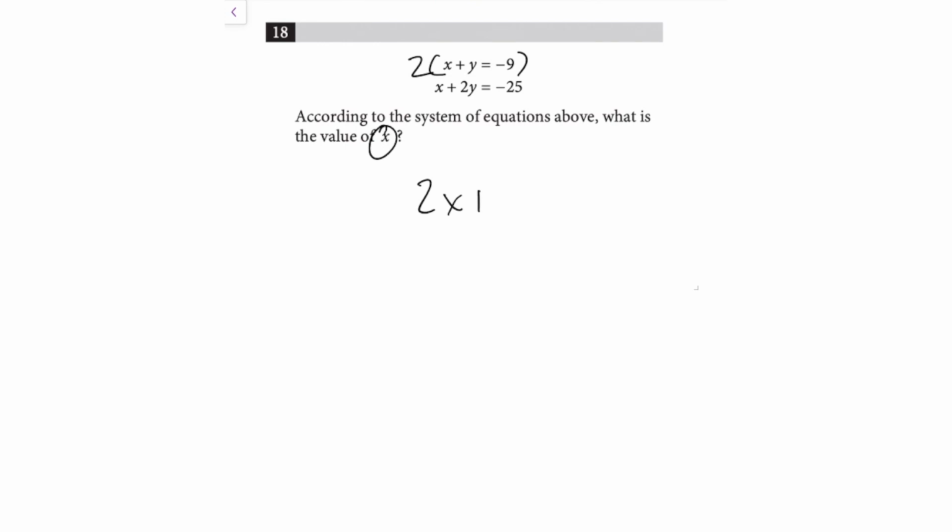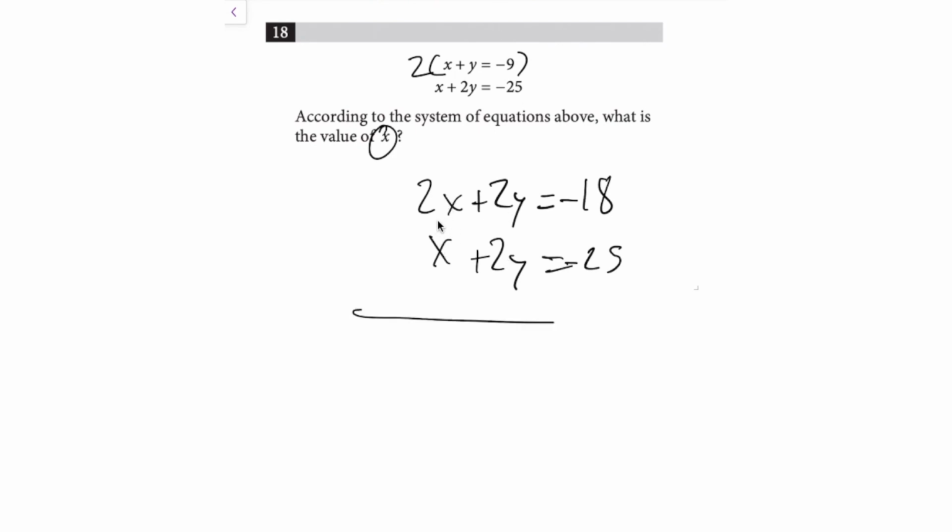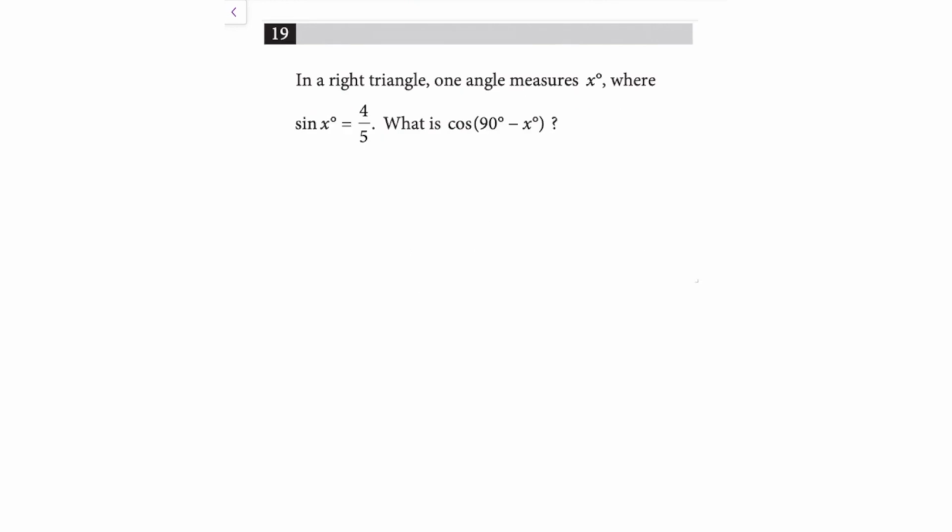So I get 2x plus 2y equals negative 18. And then I have x plus 2y equals negative 25. And if you see why I did that, if I subtract these two equations, the two y's are going to cancel, and 2x minus x is going to give me my x value right away. So if I subtract these, I get 2x minus x is x, these cancel, and then negative 18 minus negative 25 is the same thing as negative 18 plus 25, which is positive 7. And that's my answer.